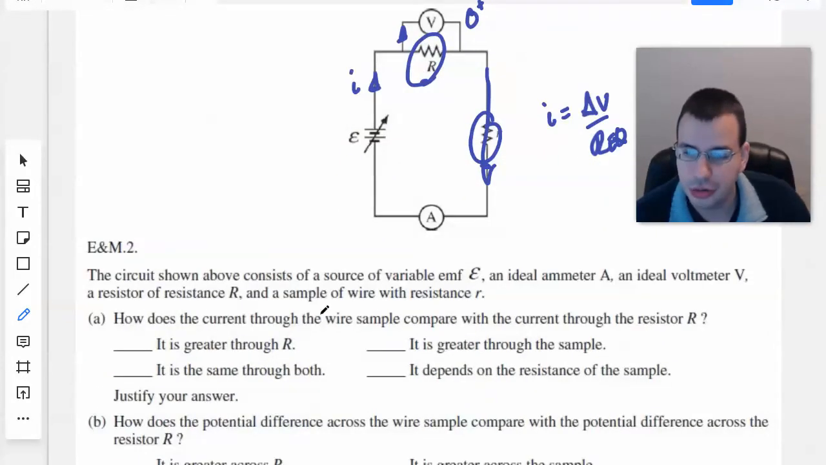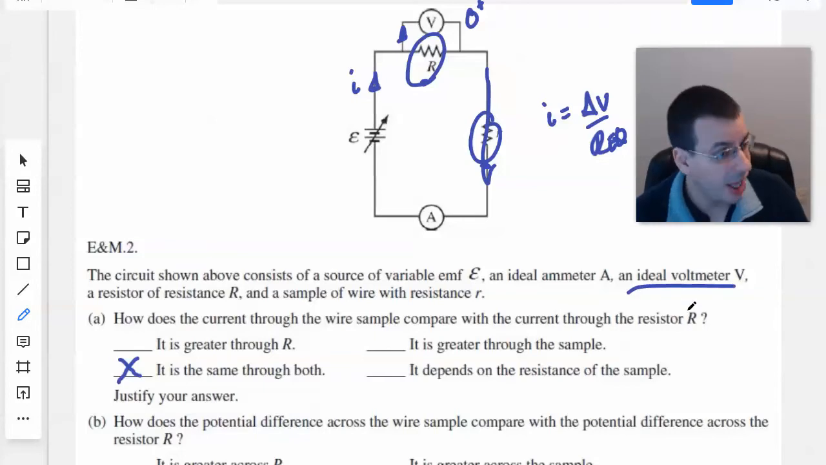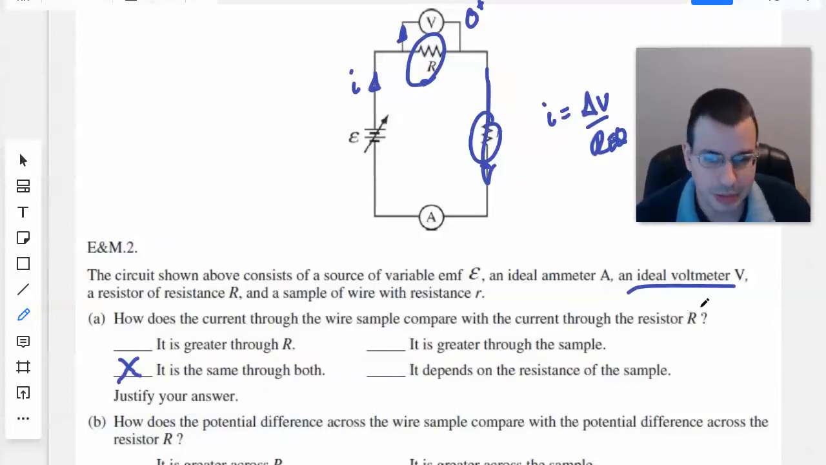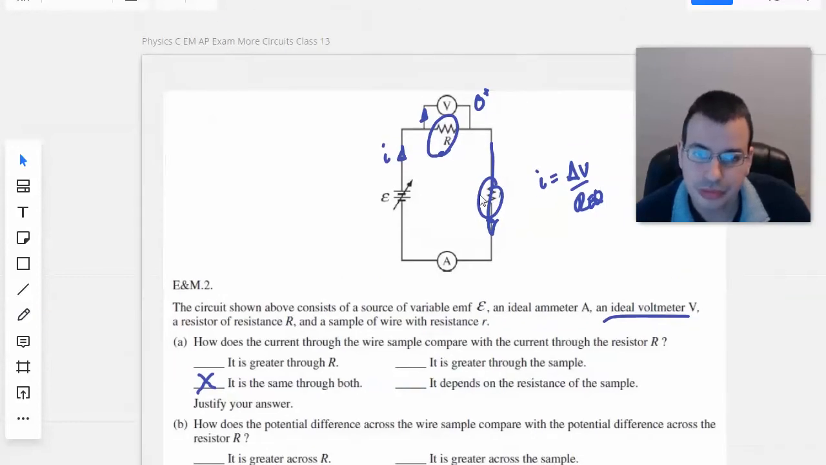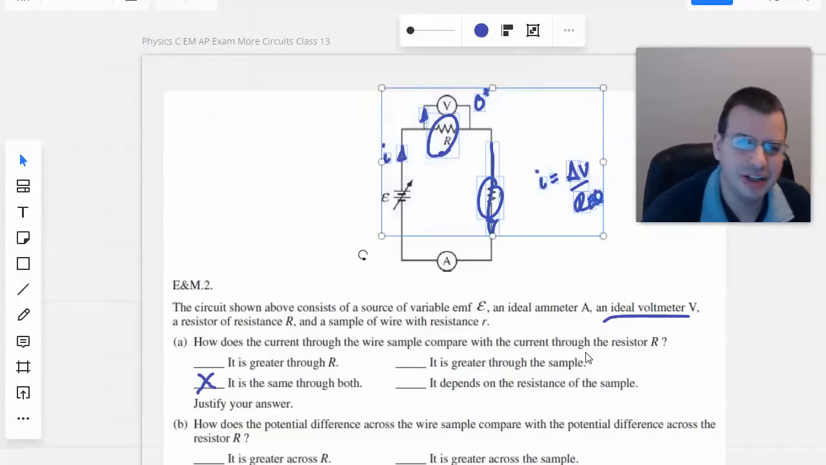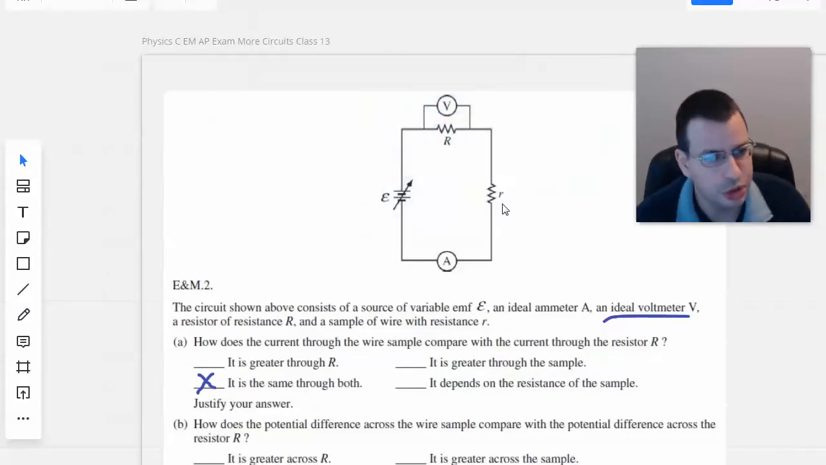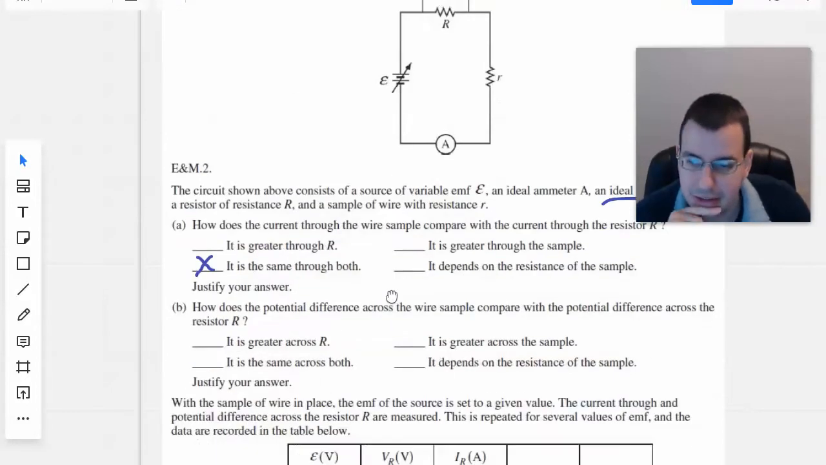How does the current through the wire sample compare with the current through resistor R? It is the same through both. Yep, and that's because we have an ideal voltmeter. If we did not have an ideal voltmeter, then that answer would be different. It would probably be more current would flow through little r than big R, because some of the current would be bypassed.